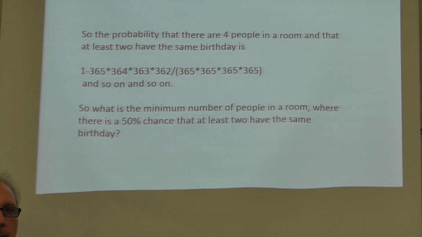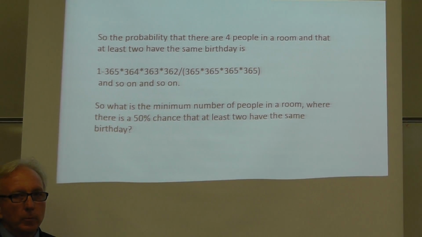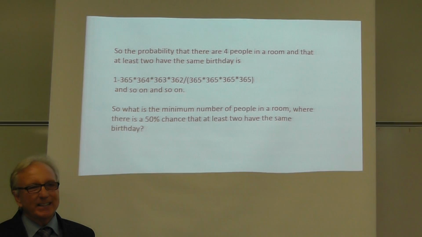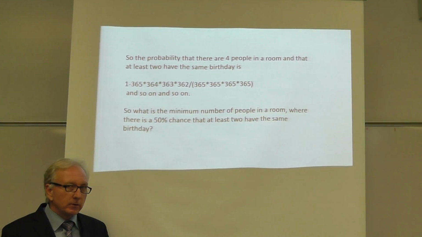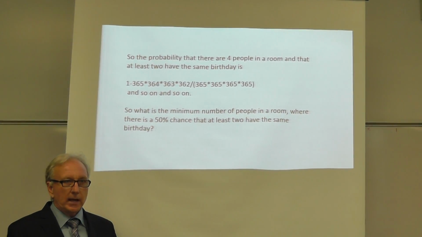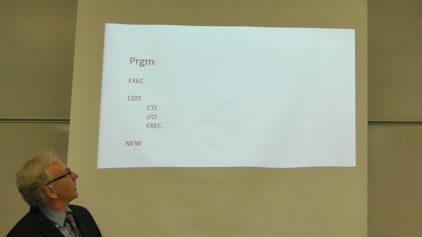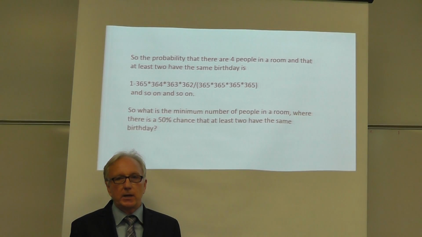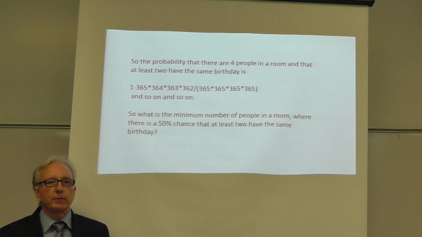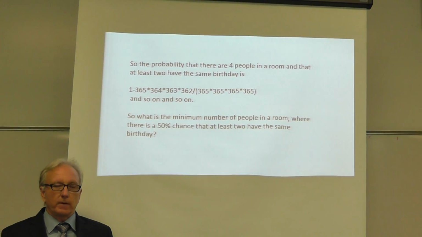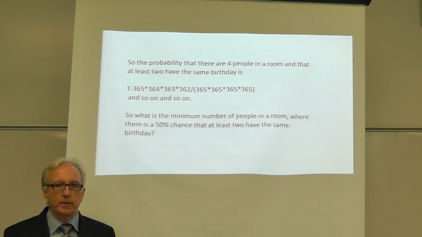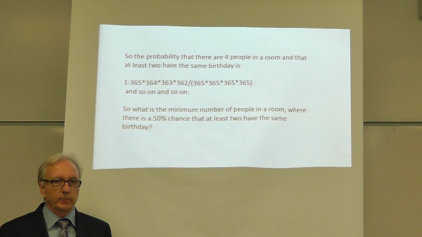So what is the minimum number of people in a room where there's a 50% chance that at least two of them have the same birthday? This is really an amazing thing, okay? You would not believe it unless you tried it statistically. So the answer is actually going to be 23. So if there's 23 people in a room, there's a 50% chance that at least two of them have the same birthday, which is really unbelievable.